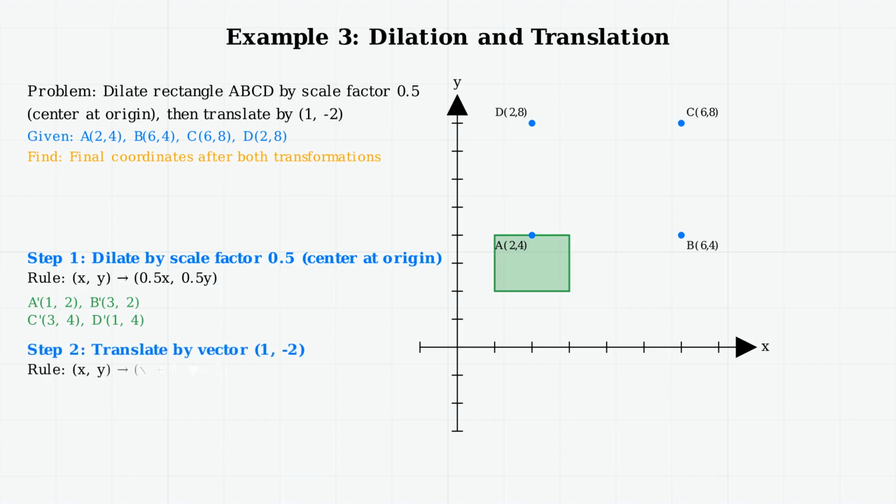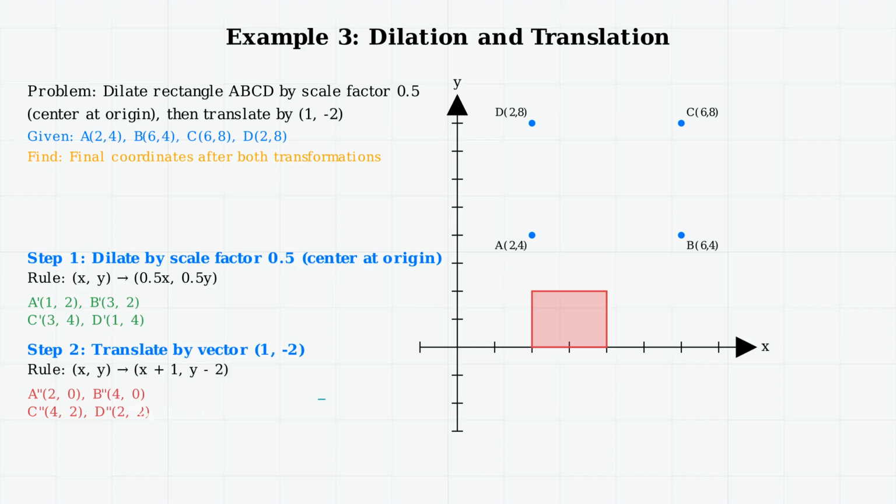Step 2, translation by vector (1,-2). Now we add 1 to each x-coordinate and subtract 2 from each y-coordinate. This moves our smaller rectangle 1 unit right and 2 units down. Here's our final result. The rectangle has been shrunk to half its original size and moved to a new position. Notice that the final rectangle is a 2 by 2 square, exactly half the dimensions of our original 4 by 4 rectangle.